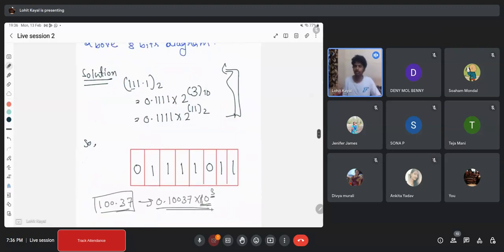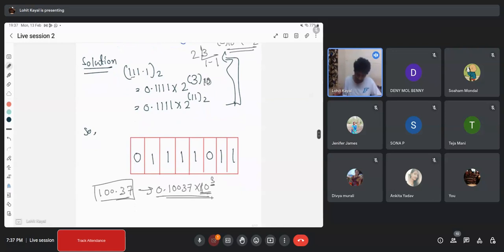It is 2 cube, but this is not 8. Here the 3 is in the decimal basis. So first you have to convert this 3 to the binary basis. So how to do that? 2, then 1, then 1. So 3 base 10 equals 11 base 2. If you have any doubt, this is a little complicated, just stop me and ask a question. So what will be the final answer?